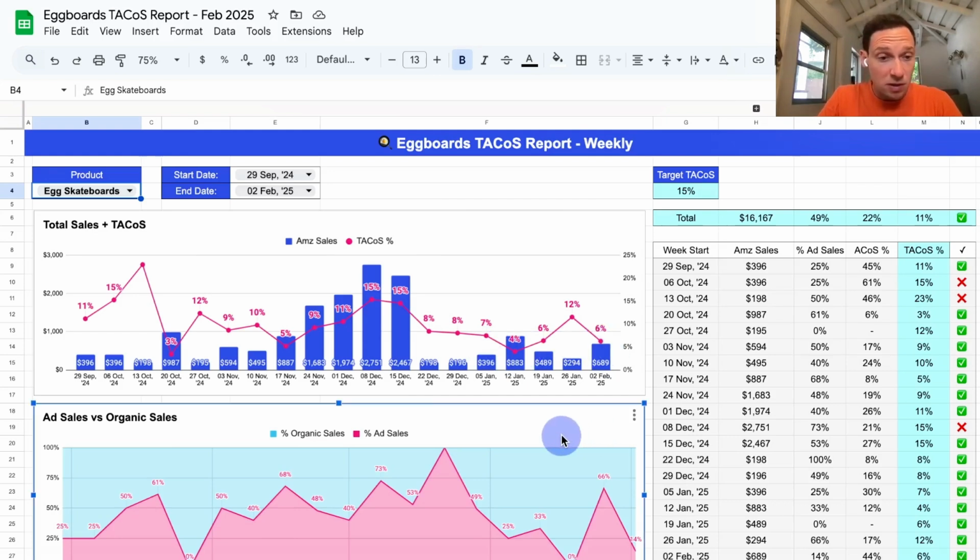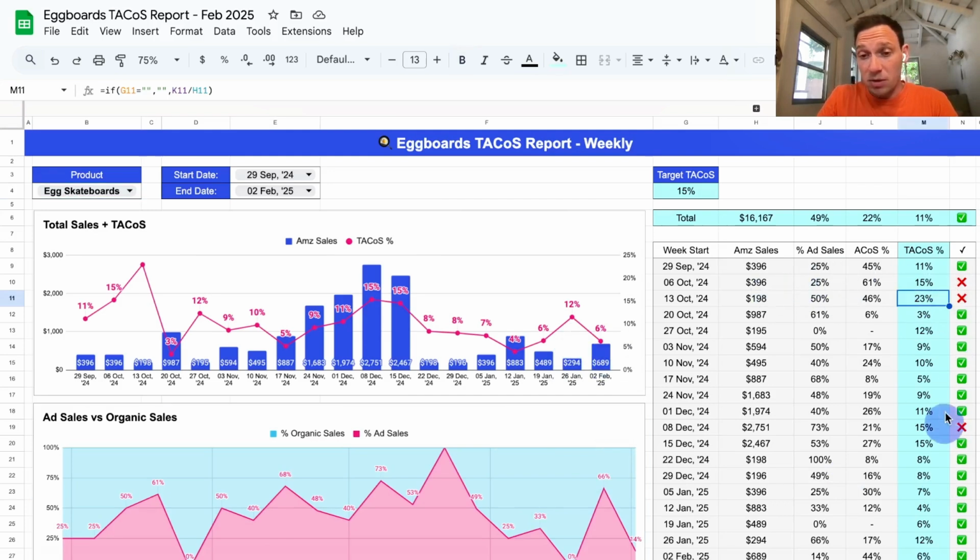Why? Because if you look at the ad sales versus organic sales chart, a lot of sales after the holidays came from organic search. This could be because there are videos around the internet about people riding my skateboard. There are people that knew about my skateboard that just go straight to my listing and buy it. So I don't really need to spend on advertising for those, and the result is that they lower my total advertising cost of sale by quite a bit.